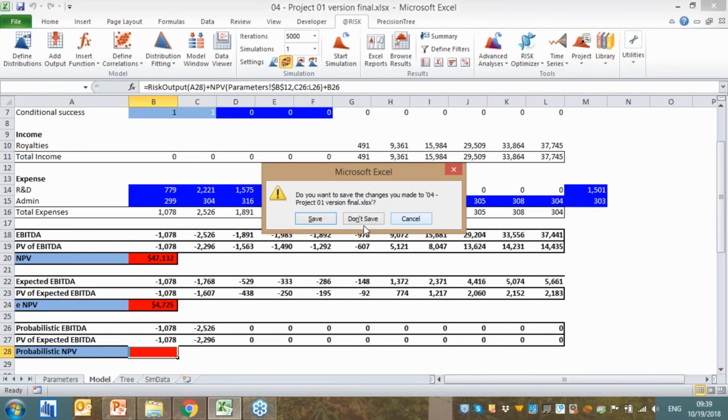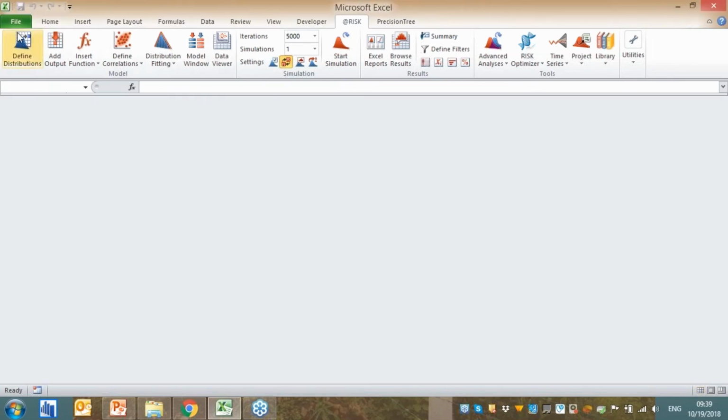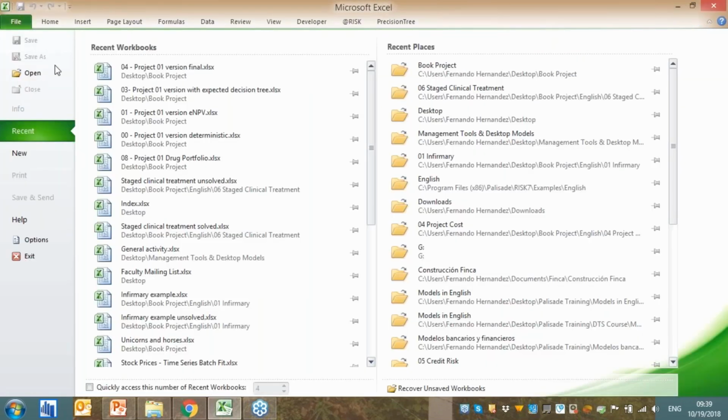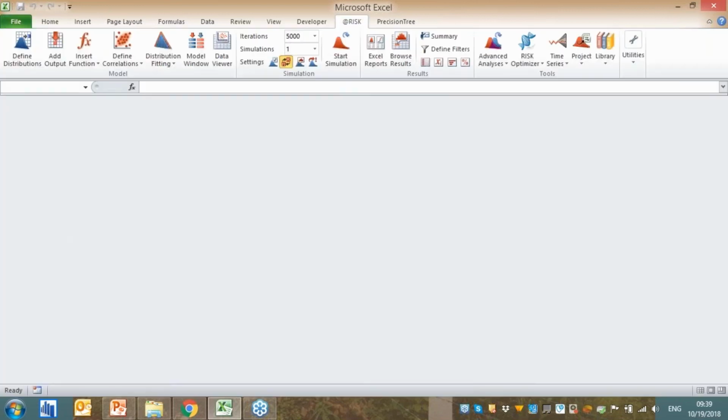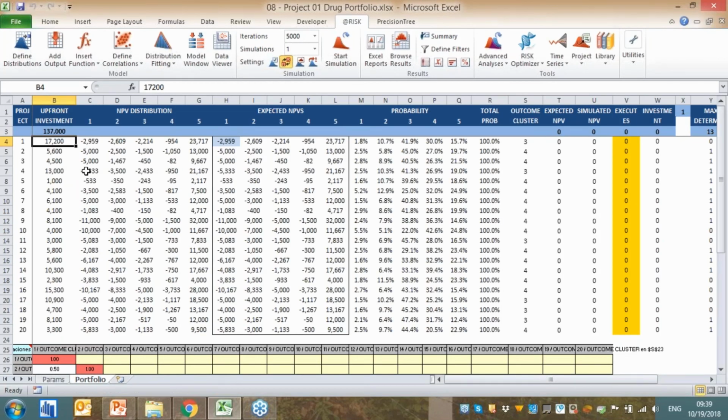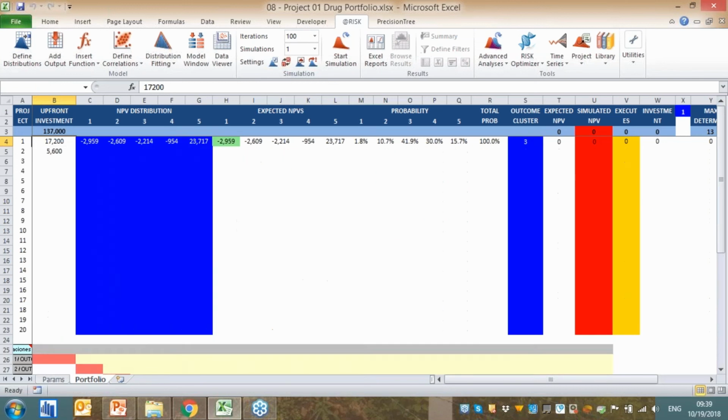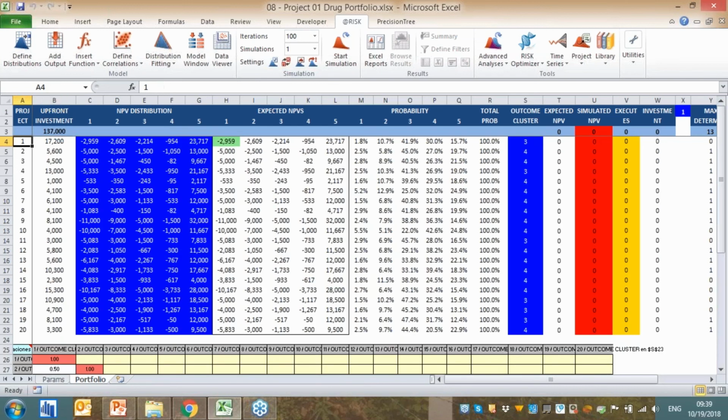So in other words, let me build a portfolio in which I already have some 20 of those projects. For example, project number 1 requires 17,000 of upfront investment, but then it generates, as you can see here, 5 different amounts. 4 of them are negative, such as this one, and then finally the 5th one is a positive one.